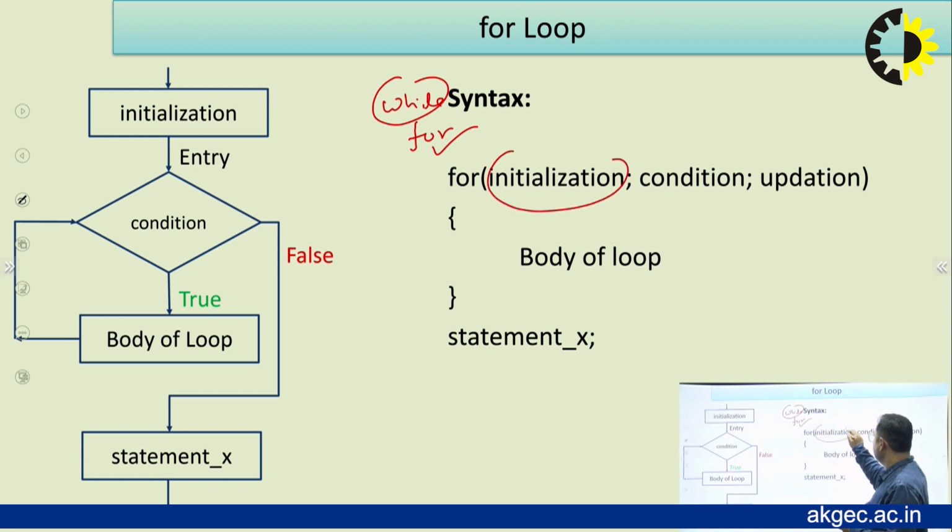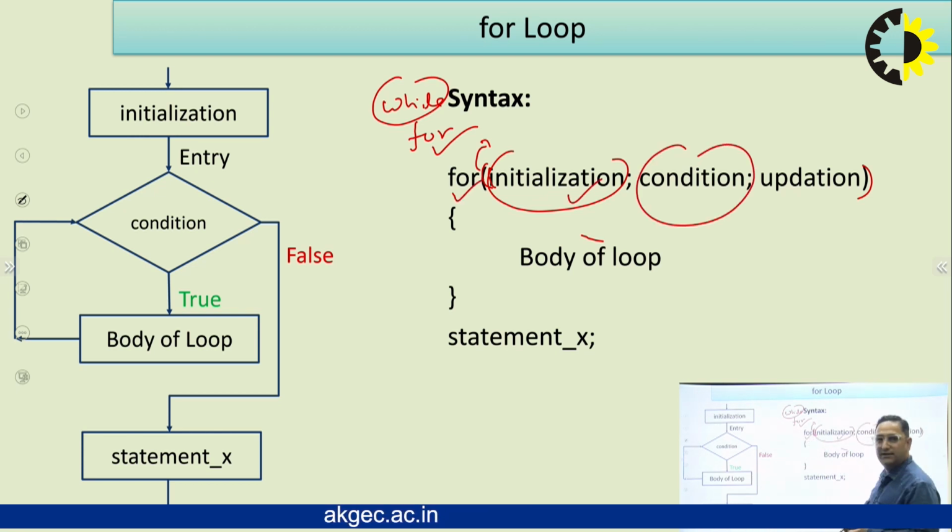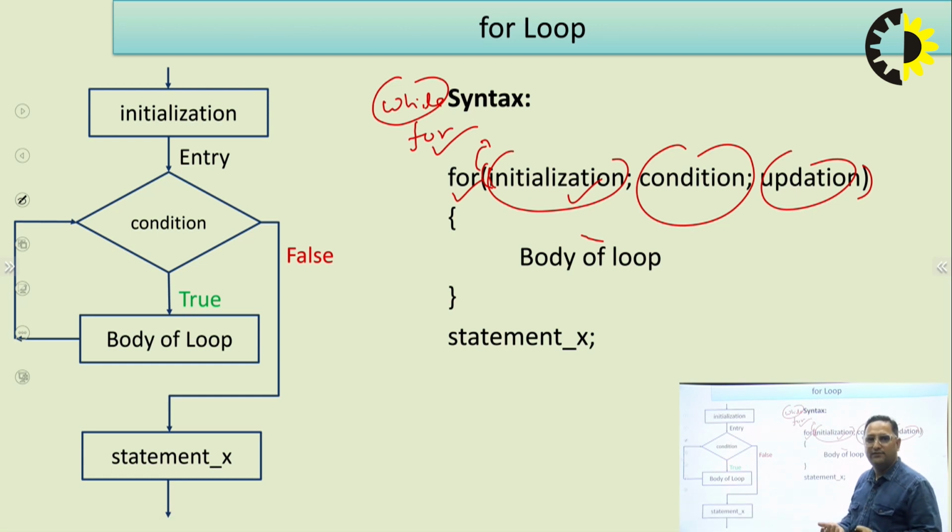In the while loop the initialization was outside of the loop, but here the initialization is within this bracket only. So that's the difference. The keyword is for, then initialization. The middle thing is the condition, which is again a combination of Boolean values or relational operators you can use there, and then the updation of the loop variable which you are using. Once this condition is met, the body of the loop is executed. If this condition is not met, the body of the loop will not get executed.